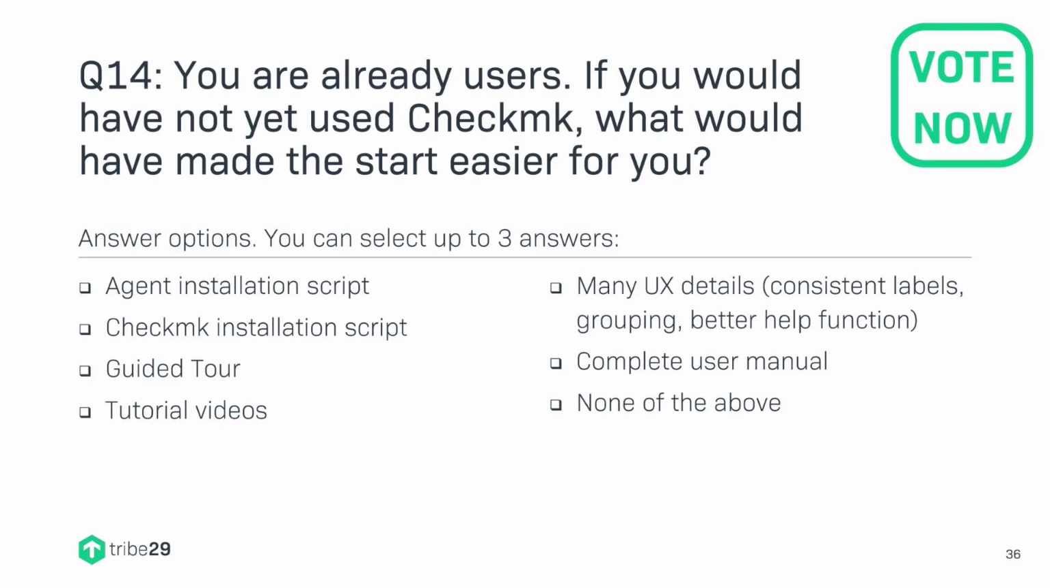Then a question where you have to think back to the times when you started with Checkmk. When you were a new user, what would have made the start easier for you in those days? For example, we had the idea that for the engine we could have created an install script. So I take my Linux computer, put a script on it, no matter what Linux I have, I'll just run it. It sees what distribution it is and asks me what's the Checkmk server, and it gets the right package and just installs it.